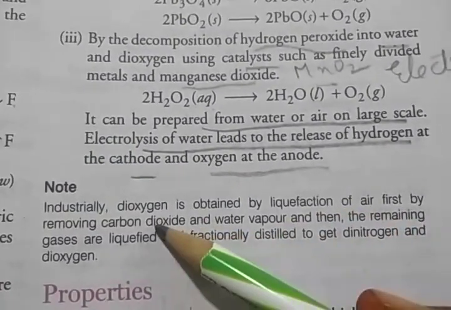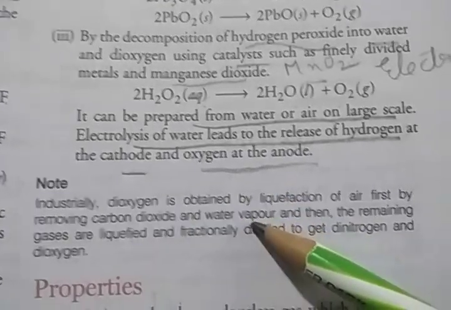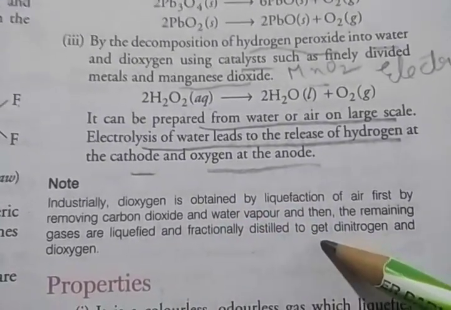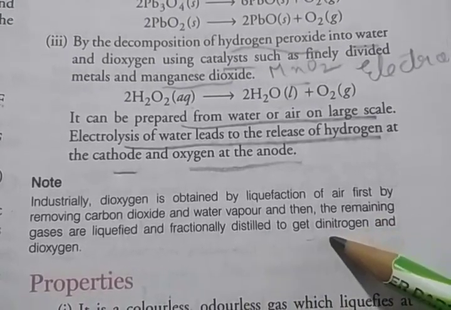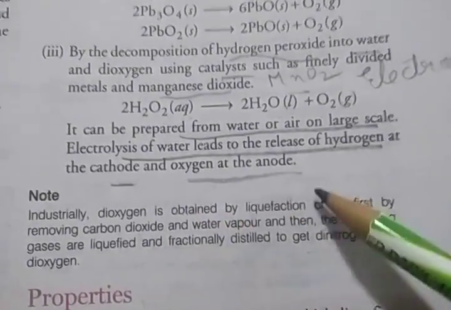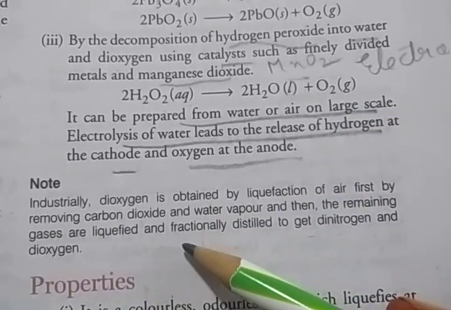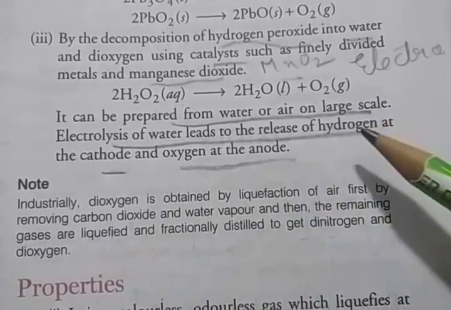Industrial dioxygen is obtained by the liquefaction of air. First we remove carbon dioxide and water vapor. Then the remaining gases are liquefied. After fractional distillation, we get dinitrogen and dioxygen. So first we use the liquefaction method, and then the fractional distillation method.